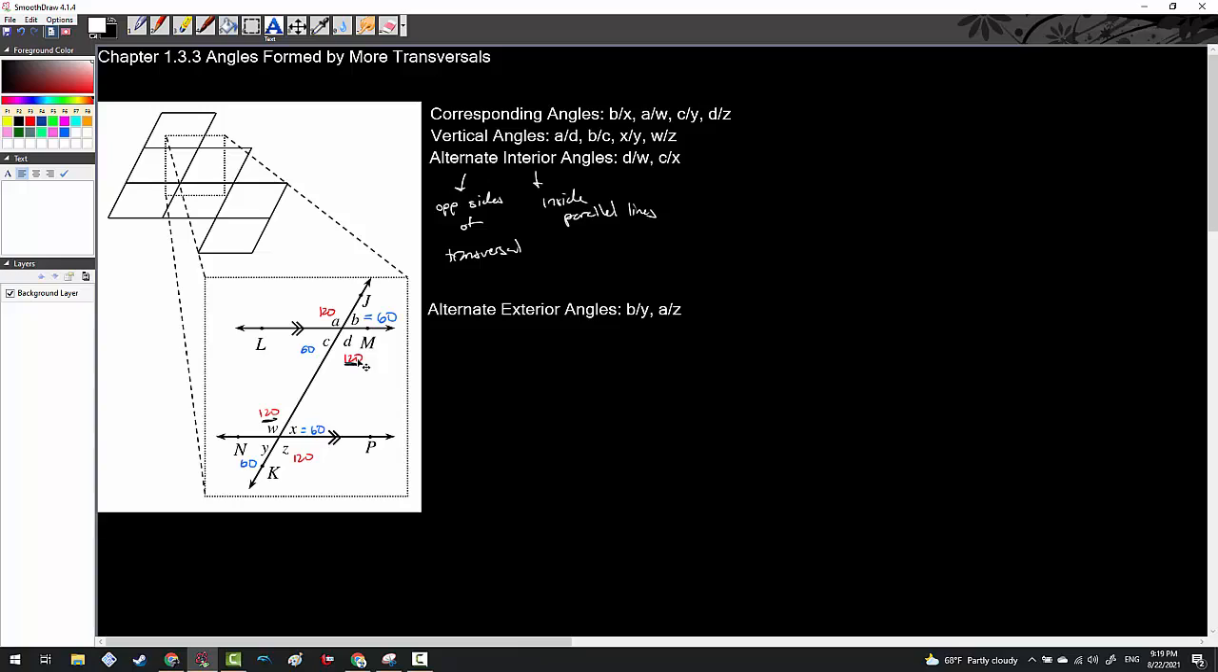One of them is 120 degrees, the other one is 60 degrees, and it's very similar to your linear pair relationship. Now, remember, linear pairs are supplementary, and that is because supplementary angles by definition sum to 180 degrees. Well, these two angles, D and X, and quite frankly, as well as C and W, both are supplementary angles.